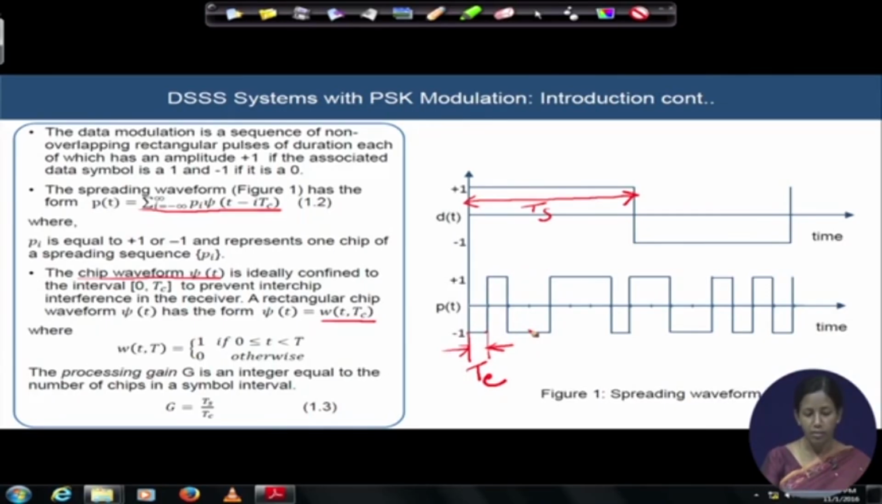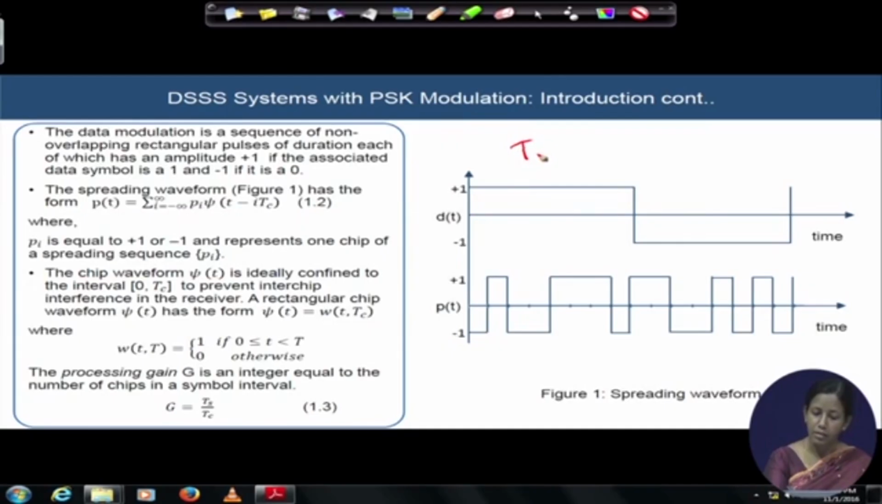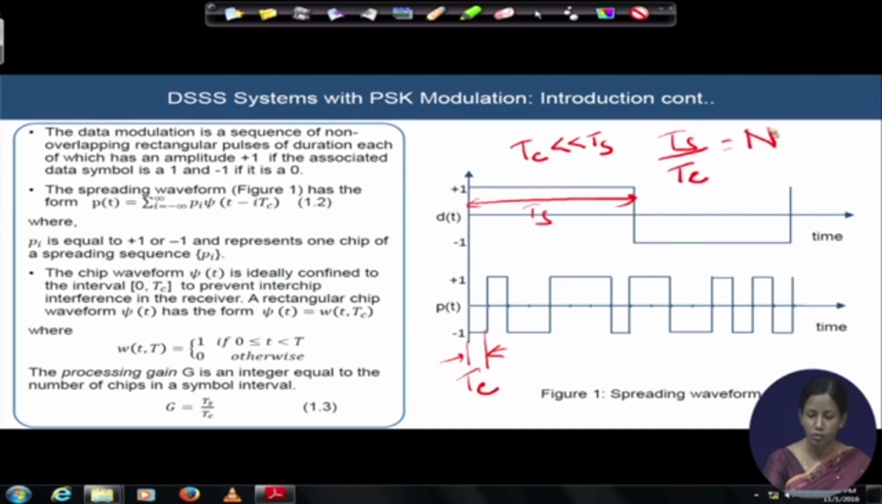So, there are two questions coming in between, because one is the relation between Ts and Tc. What is the meaning coming out from here? See, within the whole symbol duration Ts, Tc is designed intentionally to be much less than Ts. This is my Ts and this was my Tc. So, if I divide Ts by Tc, I will end up with a certain integer number.